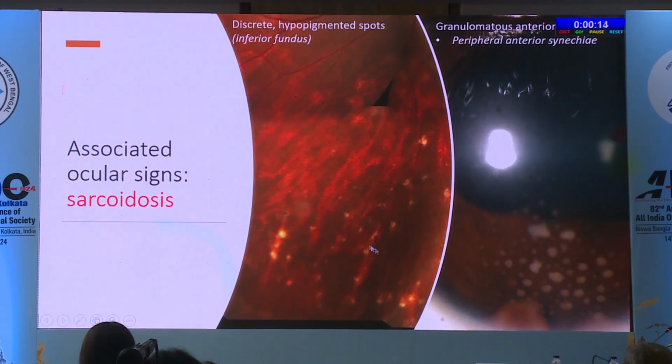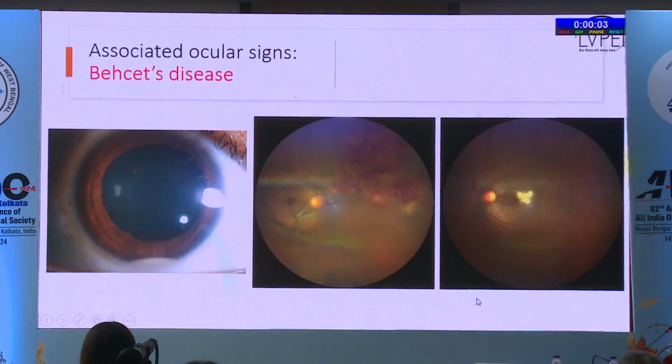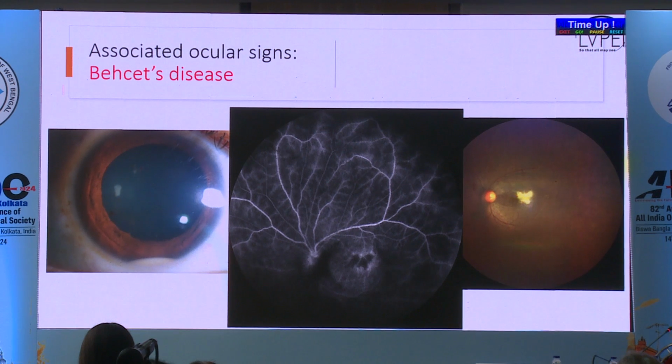In the inferior and nasal fundus, you typically see these discrete hypopigmented spots, and in the anterior segment, you may find granulomatous anterior uveitis with peripheral anterior synechiae. In Behçet's disease, you see either a capillary involvement with a retinitis seen here, or a typical retinal periphlebitis as seen in the right eye of this patient. When you do the angiogram, you just heard about how you see the ferning of these vessels.